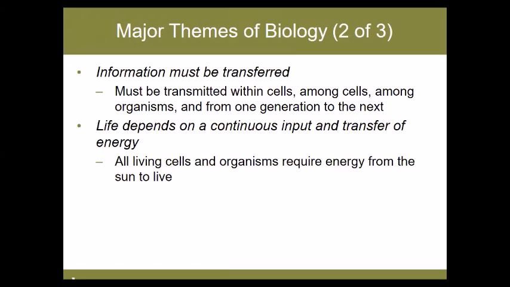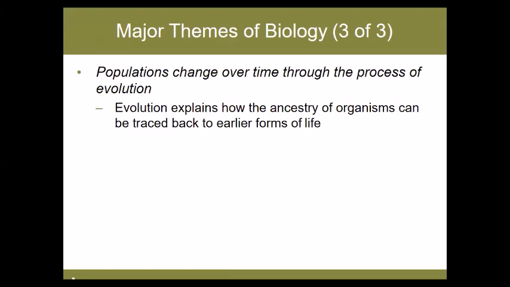Then another major theme here: life depends on a continuous input and transfer of energy. Again, we'll have a whole other chapter that deals with energy. One of the main types of energy that you'll start learning about is ATP and how that plays a role in all the different biochemical reactions that take place inside of the body. Lastly, populations change over time through the process of evolution. Things begin to evolve, and your DNA begins to change through time. There's a little bit of information here about how the ancestry of organisms can be traced back to different forms of life.